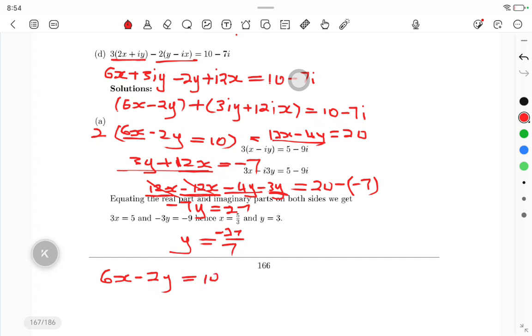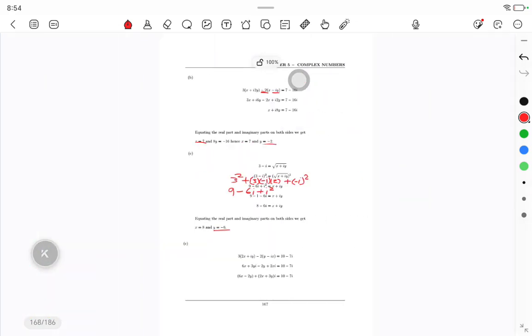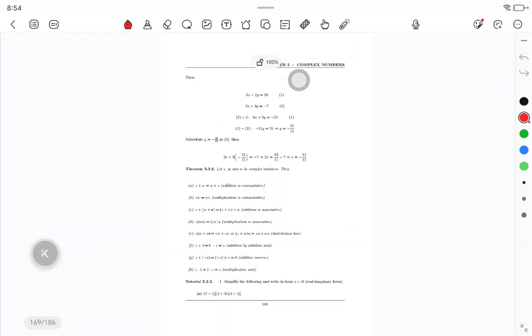So let's see, what was it? Oh, well, let's check. And then what they do, right, they simplify this, which is 6x, 3yi minus 2y plus 2xi, which this is equal to this. Then this is 6x minus 2y, 2x plus 3yi equals 10 minus 7. And then which is what we got here. If we check, we also got the same thing.